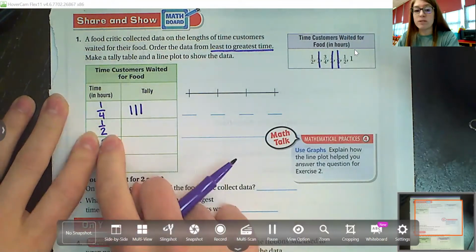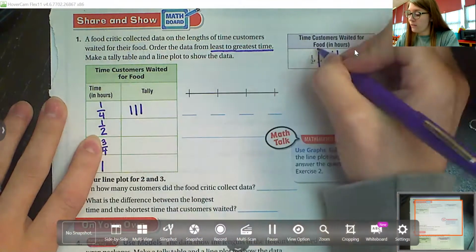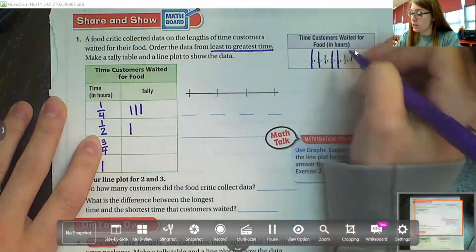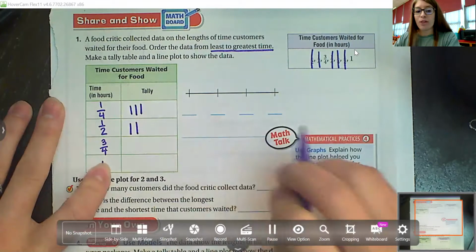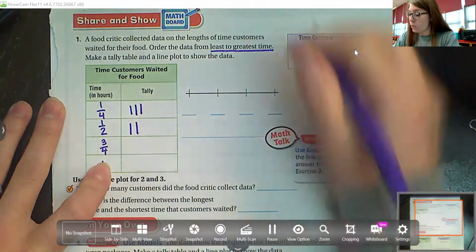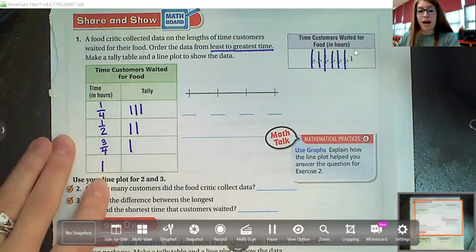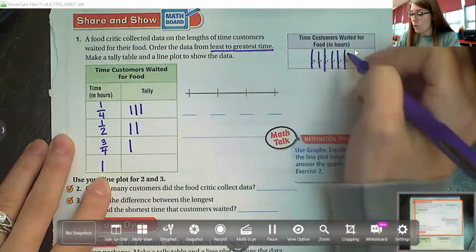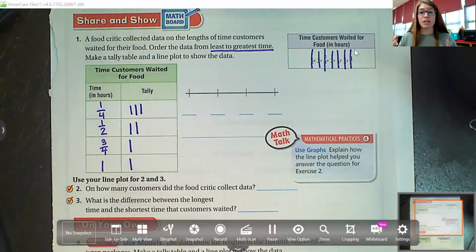All right, then I'm going to move down and do the same thing for 1/2. All right, so I've got 1 and another one. So I'm going to have 2 tallies for 1/2. Then we've got 3/4. So I'm going to come over here and look back at the information that was given to me. I've got 1 for 3/4, and that's it. And then my last one is 1 whole, and I've got 1 whole hour. Very good.